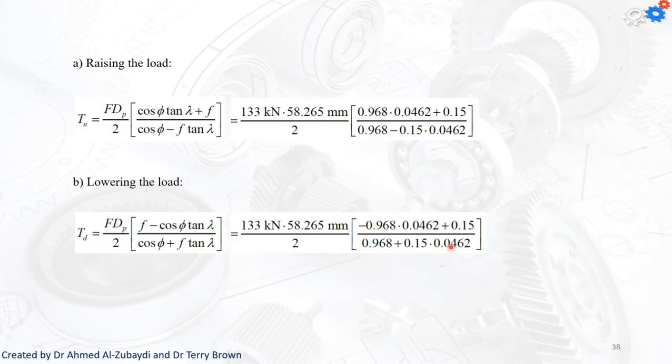The same thing is done for the other side. Just remember that the only change is putting a minus here and a minus here, and everything else is the same. By putting the parameters in, we'll find that the torque required to raise the load is 787.9 Newton meter, while to lower it, we're going to need 1419.3 Newton meter.